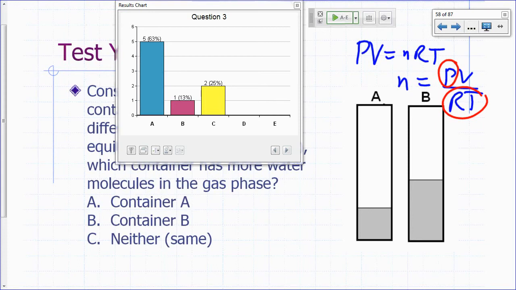Which container has more volume? More volume of gas. A bigger gas volume. So you have more gas in A. The volume of the gas in A is bigger, which means you have more moles of water vapor in container A. And that's how it's able to have the same partial pressure as container B. You just have more molecules in container A. So the correct answer here would be A. Okay?